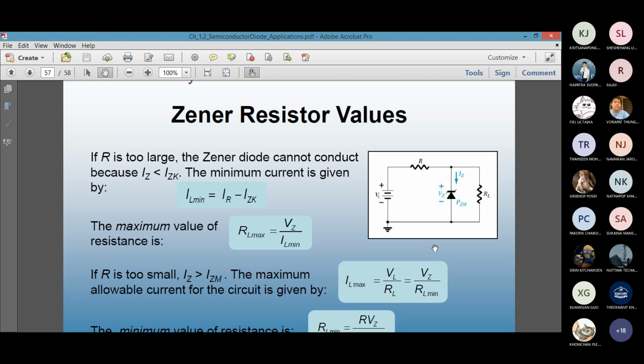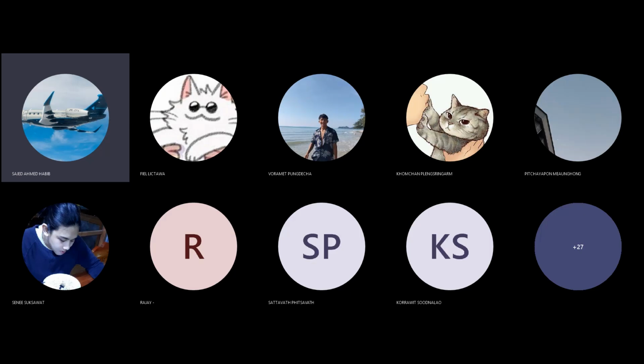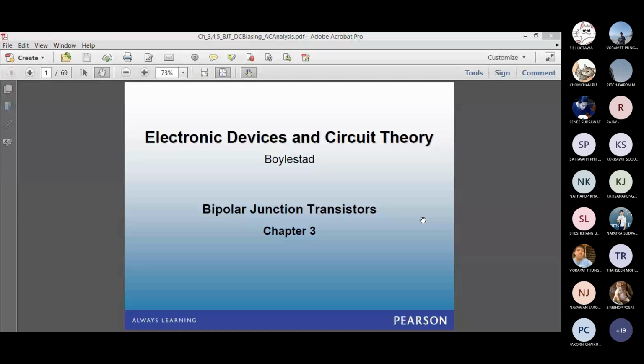This was a quick review of the diode application chapter. The next one I intend to talk about today is a review of the BJT, bipolar junction transistor. There are 3 chapters concerned with BJT: 3, 4, and 5.